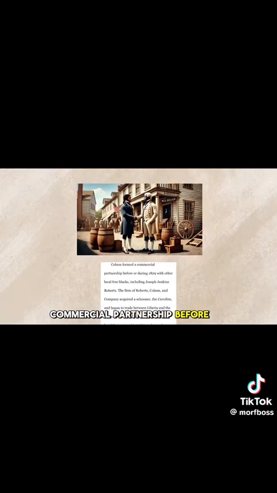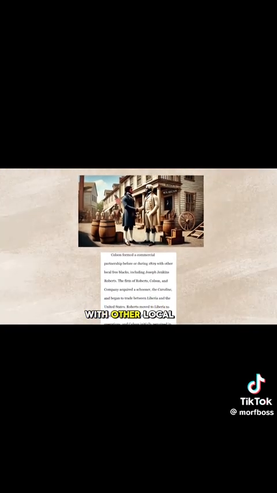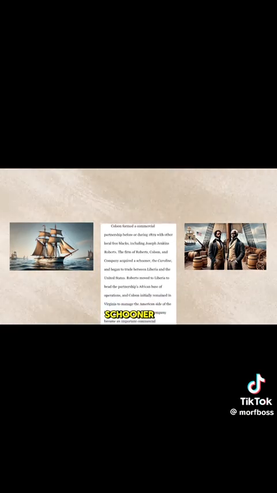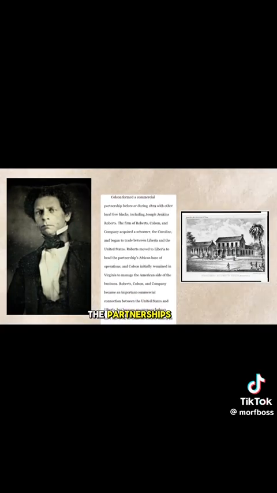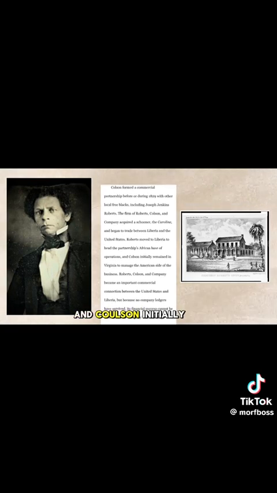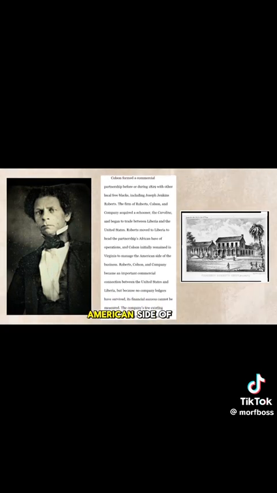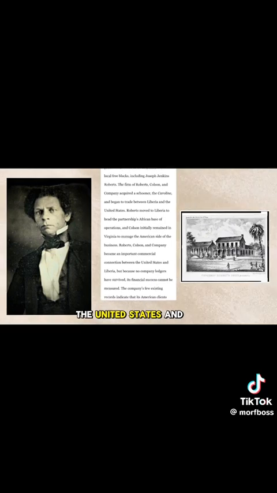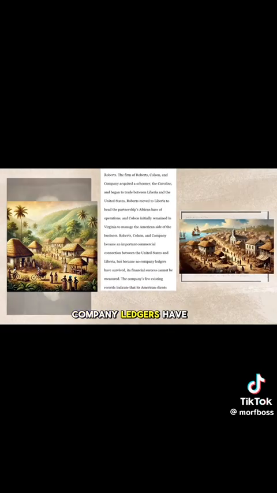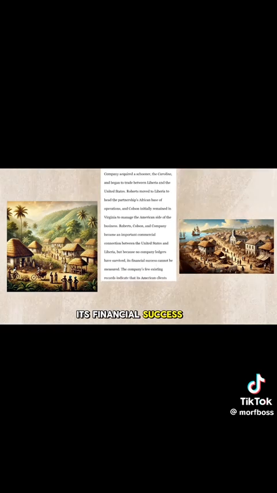Let's read this excerpt. "Colson formed a commercial partnership before or during 1829 with other local free blacks, including Joseph Jenkins Roberts. The firm of Roberts, Colson and Company acquired a schooner, the Caroline, and began to trade between Liberia and the United States. Roberts moved to Liberia to head the partnership's African base of operations, and Colson initially remained in Virginia to manage the American side of the business. Roberts, Colson and Company became an important commercial connection between the United States and Liberia, but because no company ledgers have survived, its financial success cannot be measured.